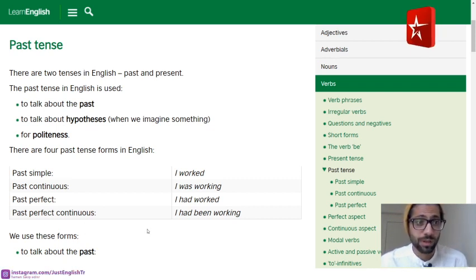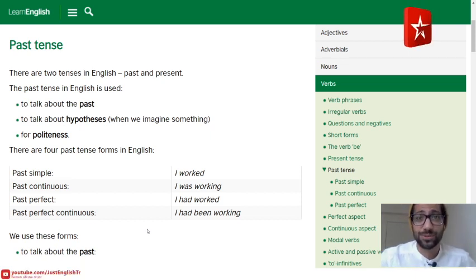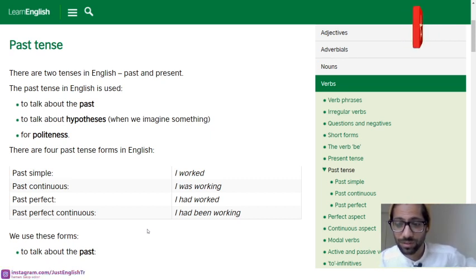Okay, let's get right into the past tense. Let's understand the past tense: where we are using it, why we need it, and how many types of past tense there are, and everything.